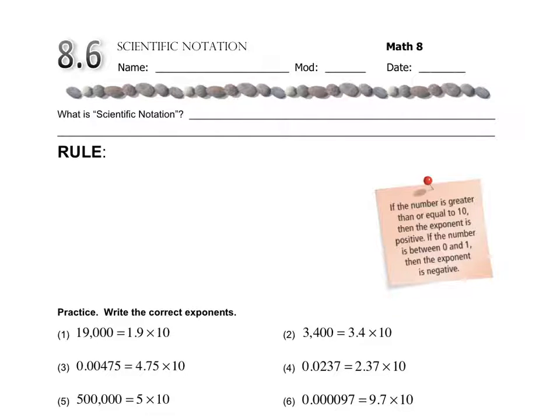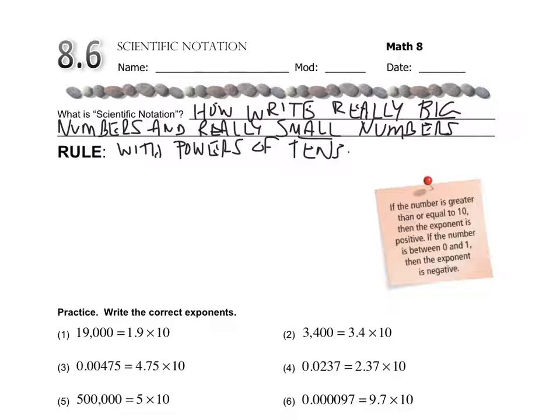Today we're going to talk about scientific notation. So what is scientific notation? Well, it is how we write really big numbers and how we write really small numbers with powers of tens.